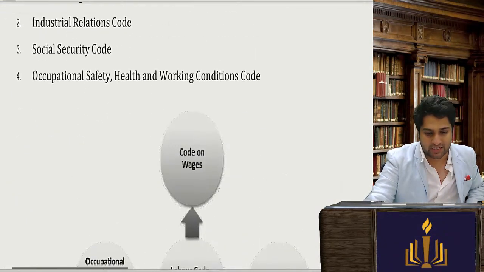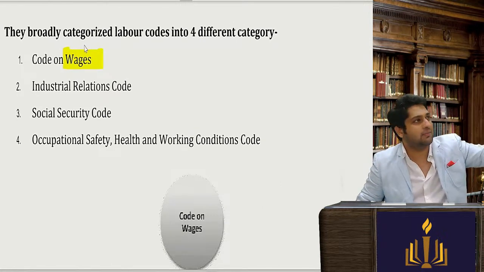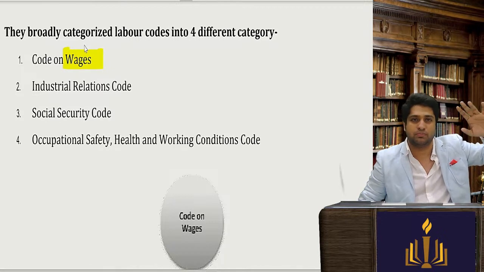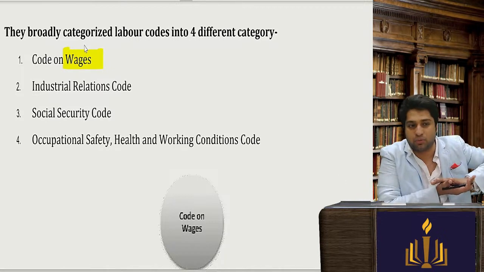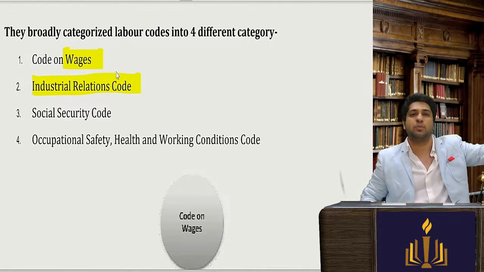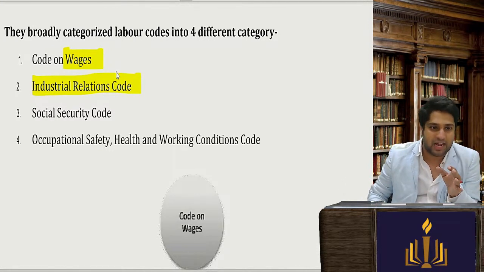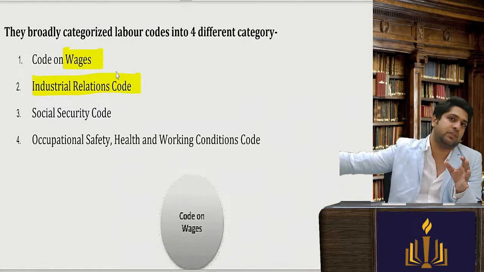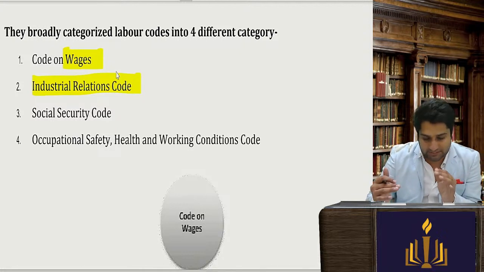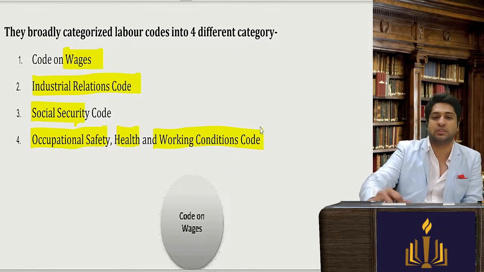And these 4 acts are, as we saw, one with respect to wages. So there was the Payment of Wages Act, the other one was the Minimum Wages Act. So all those, they said let's club into one. Then the Industrial Relations Code. What we had about industrial relations was the Industrial Dispute Act. So there were multiple acts, like the Public Utility Service Act. So they merged it into one. We will see which all it is. Then the Social Security and the Occupational Safety Work Conditions Code.